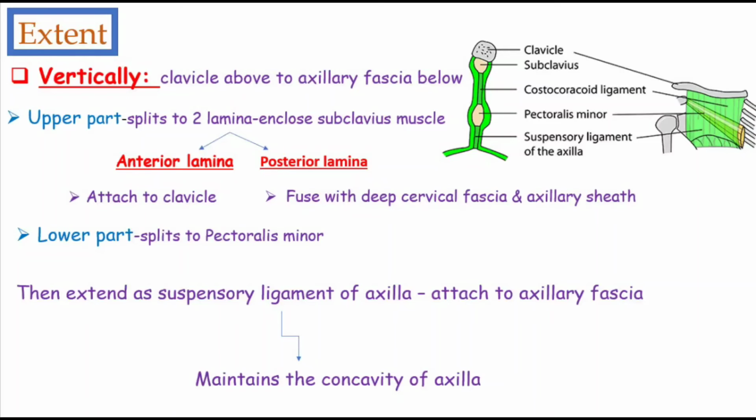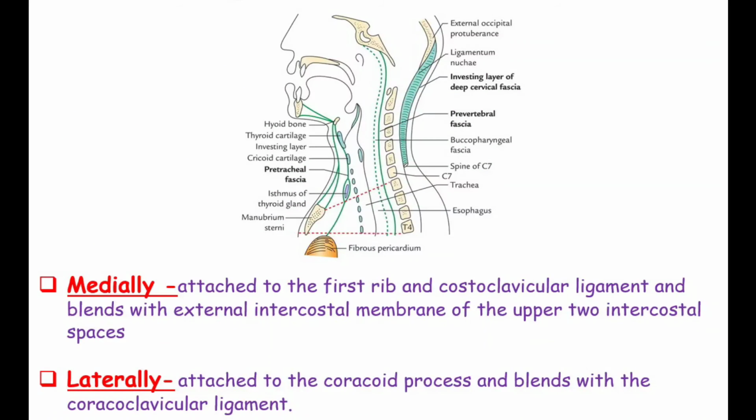The lower part splits to enclose the pectoralis minor muscle. Then it extends as the suspensory ligament of the axilla and attaches to the axillary fascia. The suspensory ligament of the axilla helps to maintain the concavity of the axilla. In the diagram, you can see what is meant by the deep cervical fascia. Then medially, it is attached to the first rib and costoclavicular ligament. Laterally, it is attached to the coracoid process and blends with the coracoclavicular ligament.